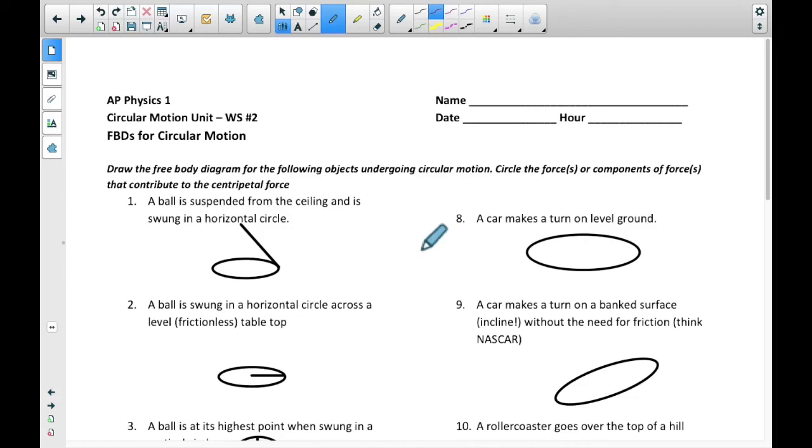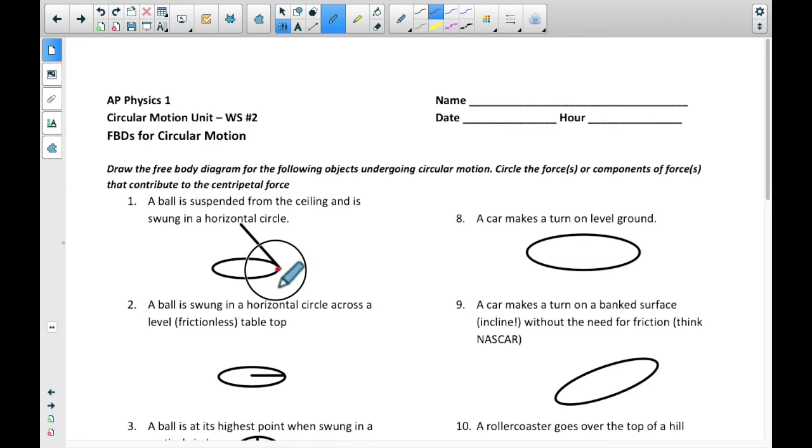Page, we're going to be talking about the free body diagrams that go with circular motion. Just as we did free body diagrams early in the year, we need to go back and remember that. So for instance, I have these little things set up, and you can do your best to draw the circles and what have you. But we have a ball suspended from the ceiling, and it's swung in a horizontal circle.